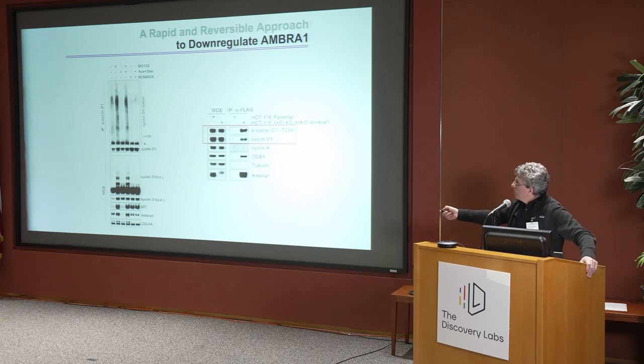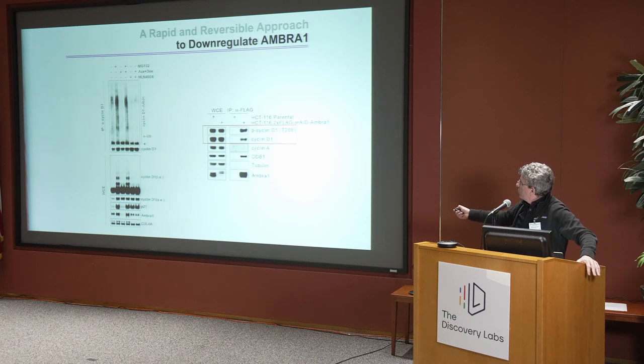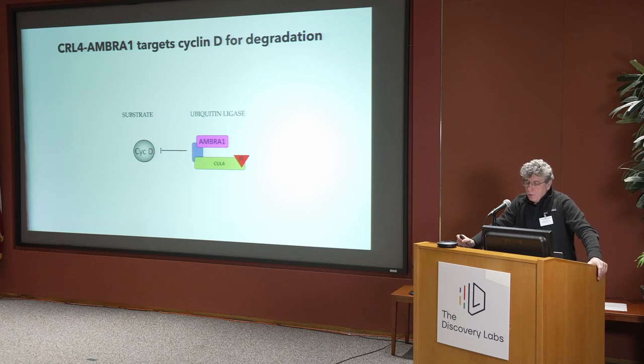Without AMBRA, you lose the ubiquitination of cyclin D1. And of course, by adding a Flag in addition to the degron on the endogenous locus, we could purify AMBRA, and together we co-purify cyclin D1. So this is all endogenous. So the conclusion of these experiments is that CRL4 AMBRA1 targets cyclin D1 for degradation.